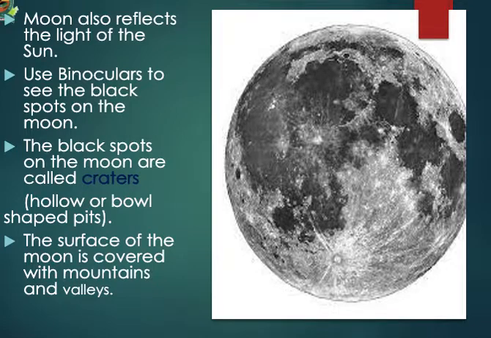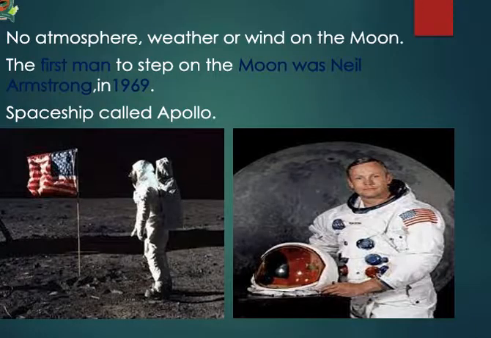Aliens are not real. The surface of the moon is covered with mountains and valleys. A valley. No atmosphere, weather, or wind on the moon. The first man to step on the moon was Neil Armstrong. In 1969, Earth's ship was called Apollo.